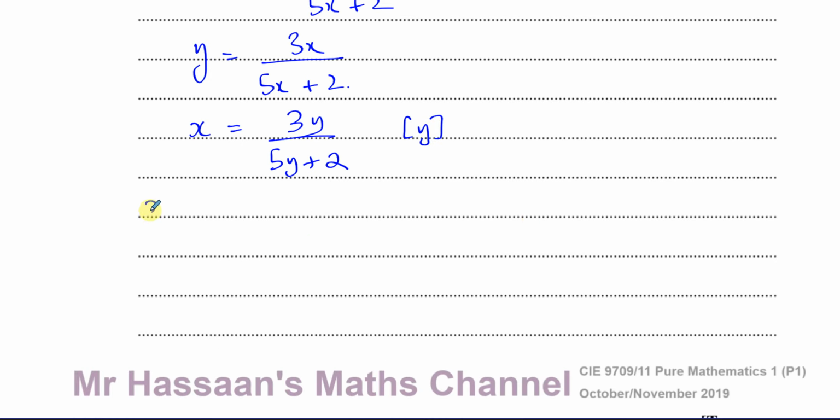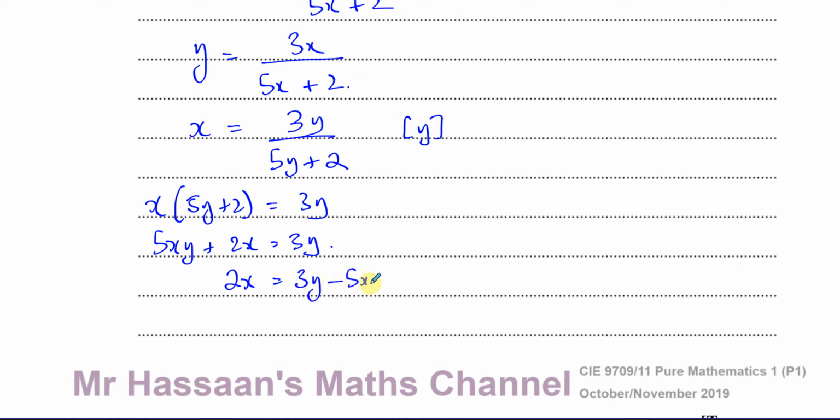So I'll first multiply both sides by 5y plus 2, and then I'll expand the bracket. So I'll have 5xy plus 2x equals 3y. Now remember, we want to make y the subject. So what I would do here myself, and many people might do the opposite, is keep the 2x on this side so it stays a positive term, and subtract 5xy from both sides. Okay, now I brought the y's together.